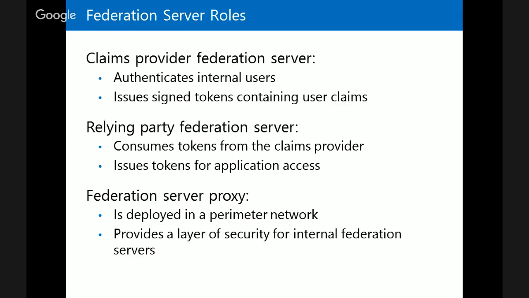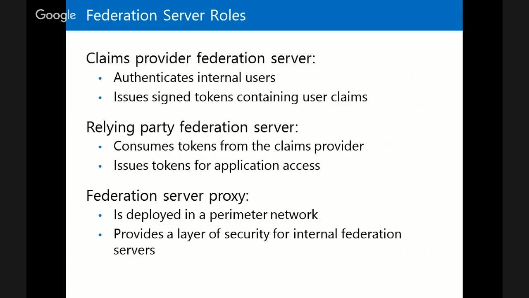Relying party Federation server consumes tokens from the claims provider, but issues tokens for application access. They're issuing a token to get to that web service, to get to that website, to get to that file, folder, whatever.